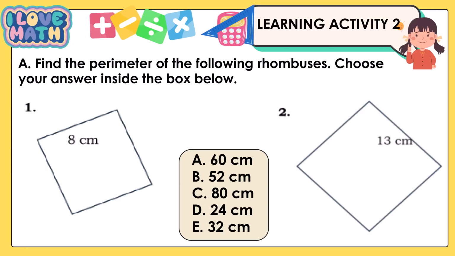Learning activity number 2. A. Find the perimeter of the following rhombuses. Choose your answer inside the box below. Here are the choices. A. 60 centimeters. B. 52 centimeters. C. 80 centimeters. D. 24 centimeters. E. 32 centimeters.